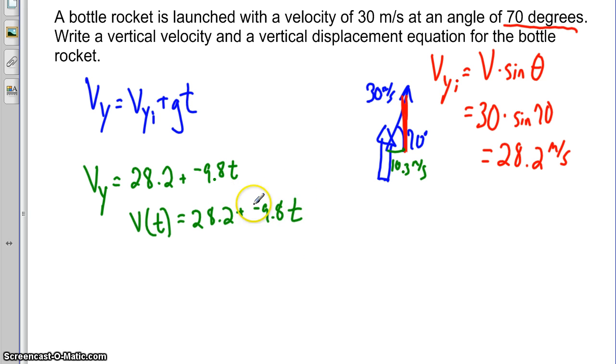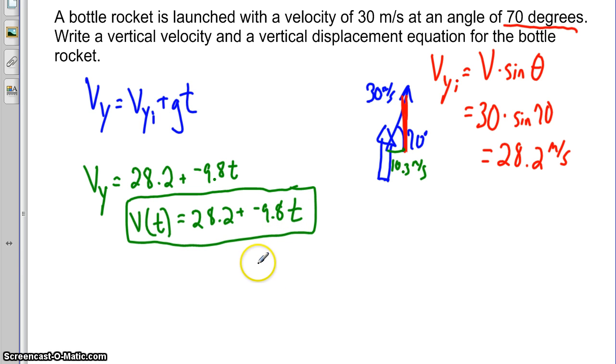That's really it. That's all I want. This is my answer, even though it doesn't look like a traditional answer. This is what I'm looking for. If I plug in a time, it will tell me that velocity. Just for an example, really quick, let's figure out the velocity at 2 seconds.